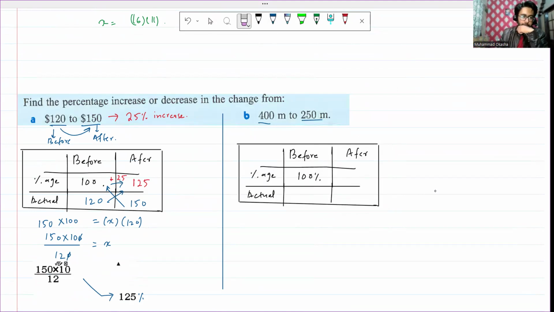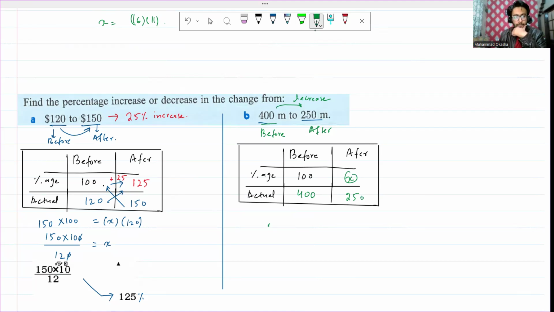I'm not going to change this percent and percent. Before, you went from 400 meters to 250 meters, which means there is a decrease, of course. Okay. This is your before and this is your after. So before you have 400 and after you had 250 meters. How's that going to look in percentages? I do not know.